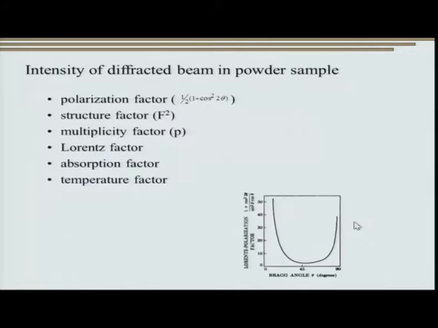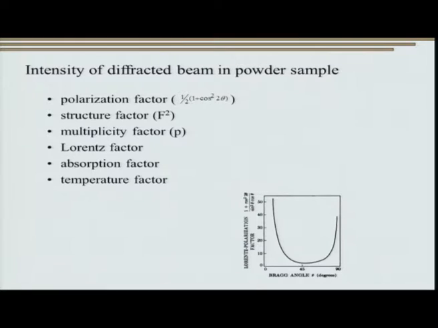As I had already mentioned, if you look at the intensity of the diffracted beam for a powder sample, it gets affected by the polarization factor which we had considered in the last class. At the same time, we also looked at the structure factor which essentially determines what is going to be the intensity of your diffracted peak.